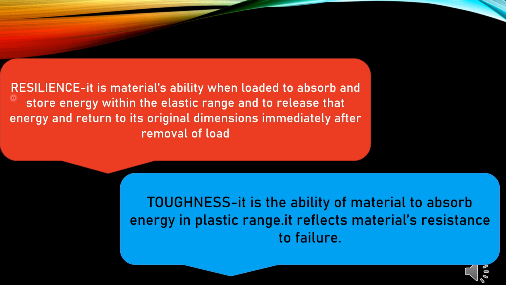So let's talk about resilience and toughness of a material now. Resilience is the ability of the material to absorb and store energy within the elastic region whenever we put some load on it, and it will release that energy and return to its original dimension after removal of the load. And toughness is the ability of a material to absorb energy in the plastic region. It reflects the material's resistance to failure.